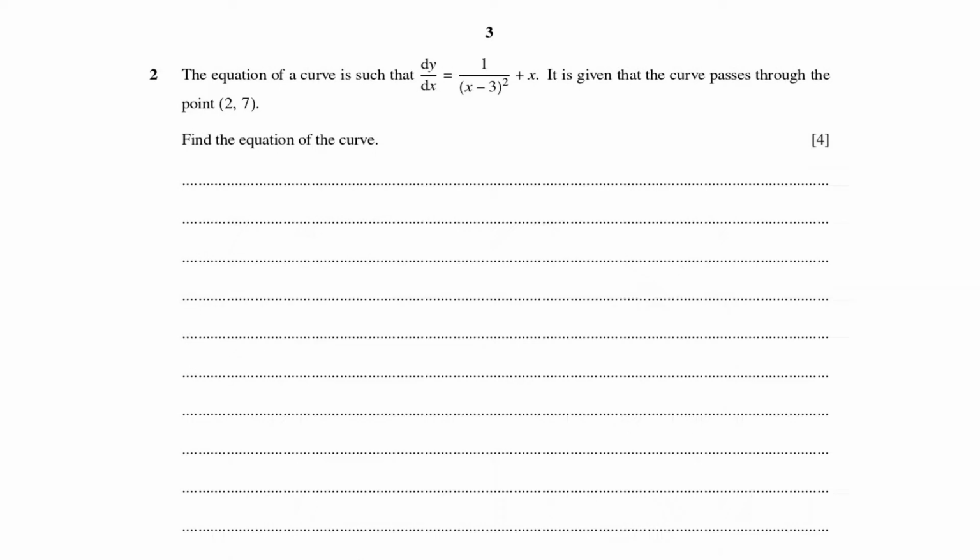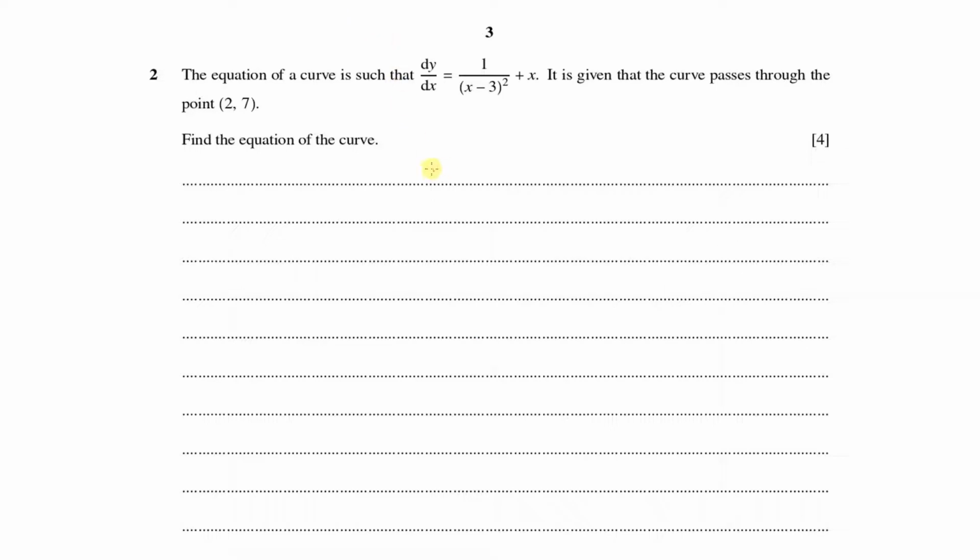Question number 2. The equation of a curve is such that dy by dx is equal to 1 over x minus 3 all squared plus x. It is given that the curve passes through the point 2, 7. Find the equation of the curve.